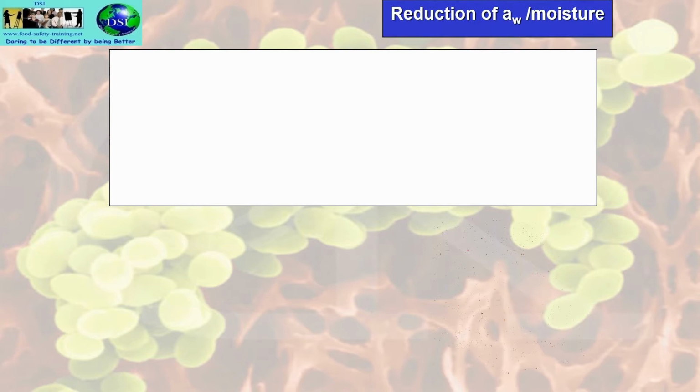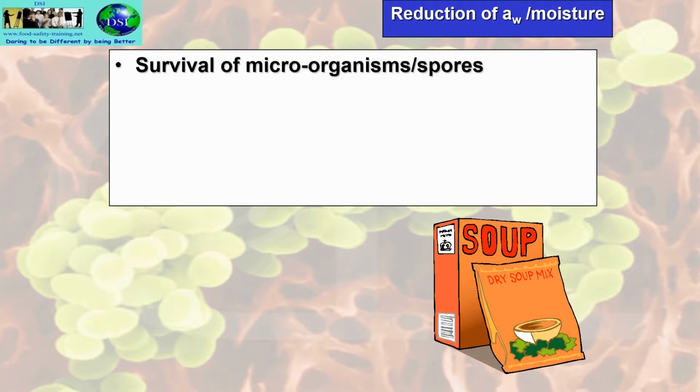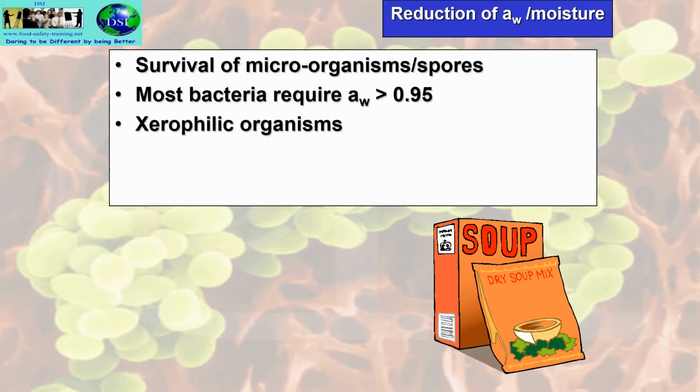Reduction of moisture or the availability of water. With dried foods, you will get a survival of microorganisms and spores, in particular spores, because they like dry conditions, but they won't germinate. Most bacteria require an aW greater than 0.95. Xerophilic organisms prefer drier conditions, so you're talking about 0.6 or less.